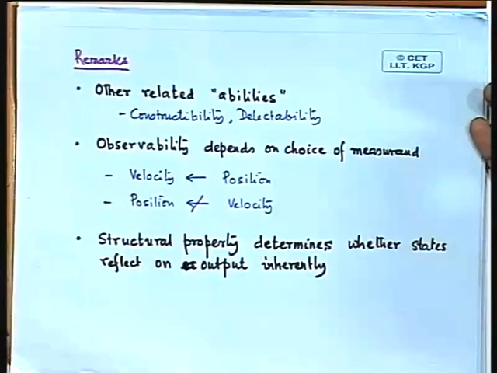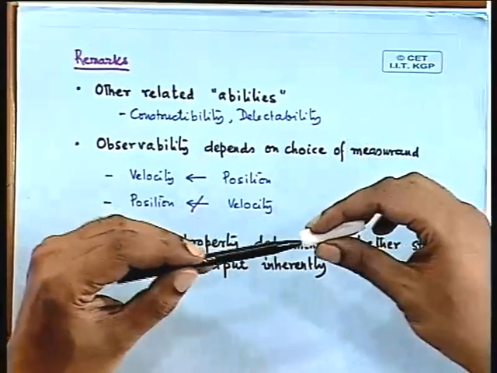Now, at this point, let us also mention that though I have talked about observability, if you see a slightly advanced text, you will find many other abilities. For example, there is controllability, there is reachability, there is stabilizability. Just like there are these three for control, there is a dual on the estimation side. So you have observability, you have constructibility, and you have detectability.